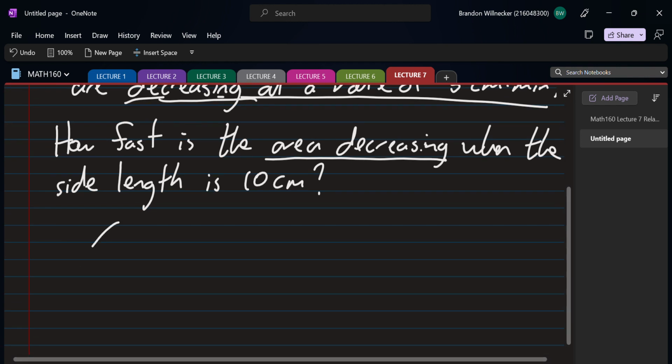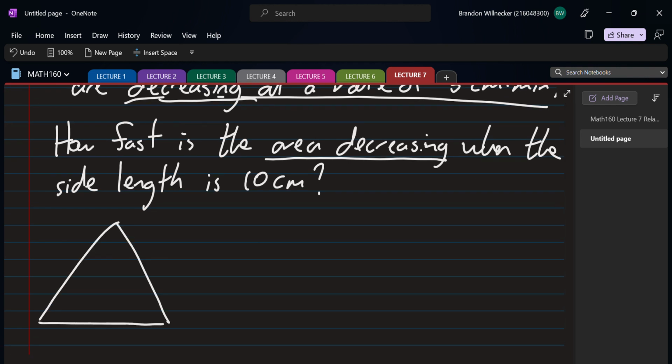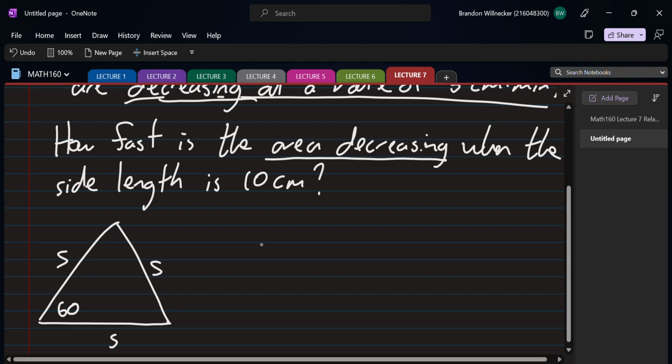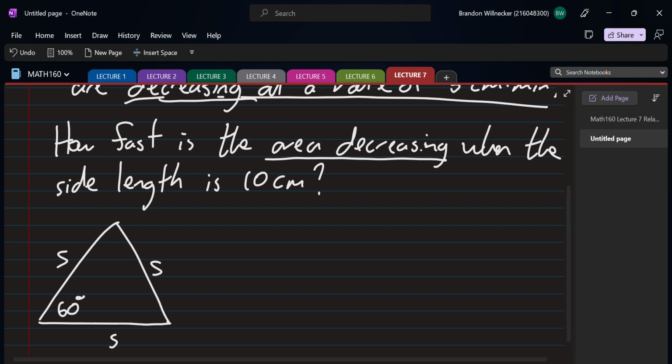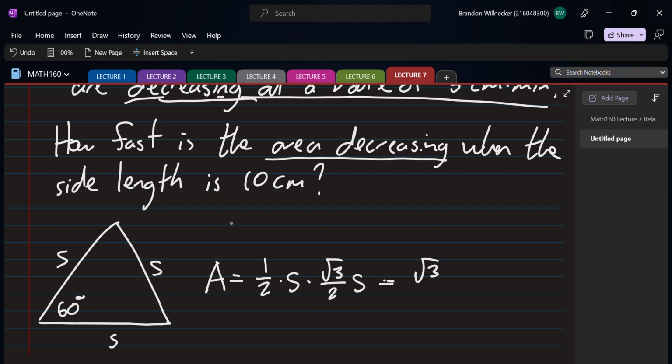So a quick little sketch of an equilateral triangle, side length S, this angle that's 60 degrees, or pi over 3 radians. Okay, so the area, again, half base times height, so that's half times S times root 3 over 2 S. So we can simplify that as root 3 over 4 S squared. Okay, so that's the area.